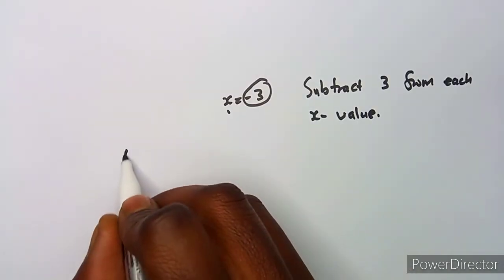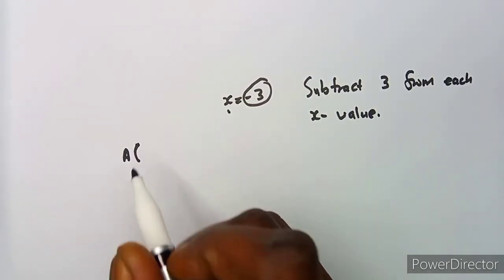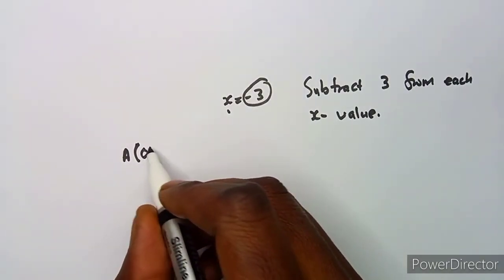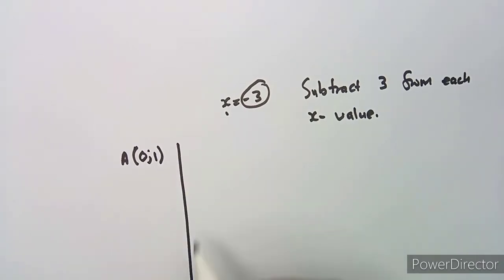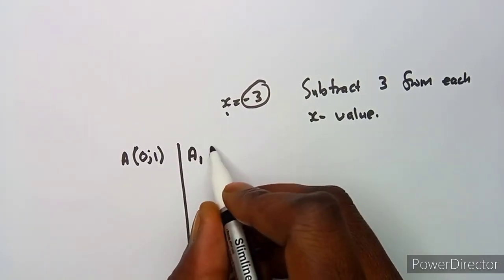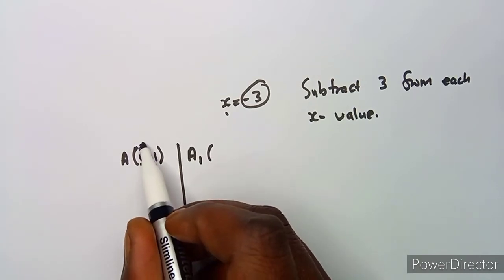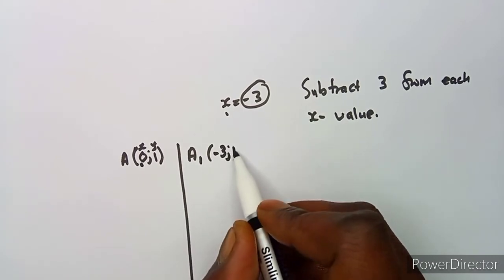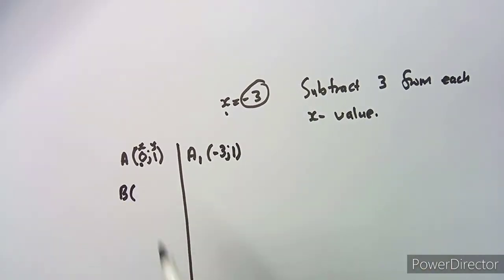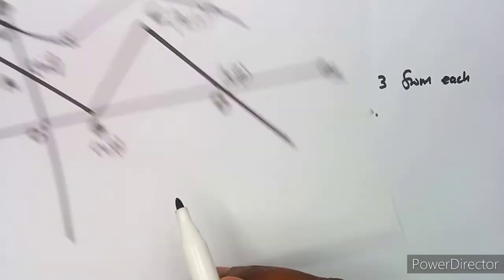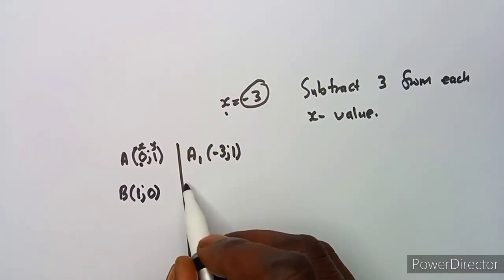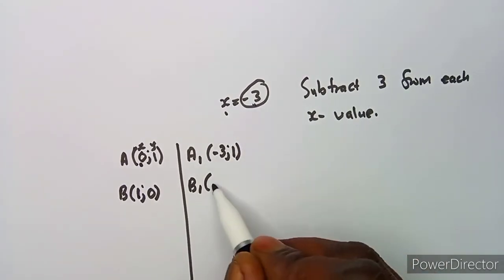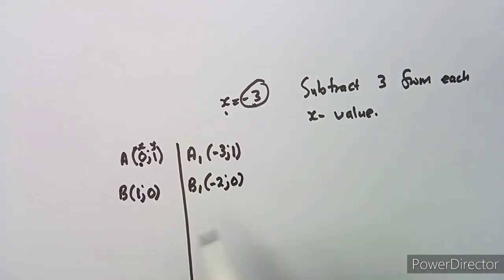Just like what we did in that previous question, guys, remember our A, we said it's 0, 1. So the image of this A is going to be maybe A1. We subtract 3 here. So this is your x, this is your y. So it's 0 minus 3, which will now be at minus 3, 1. Okay. Your B was at 1, 0 here. So you subtract 3 because it's minus 3. So it's 1 minus 3, which is minus 2, 0. So this will be your B1.